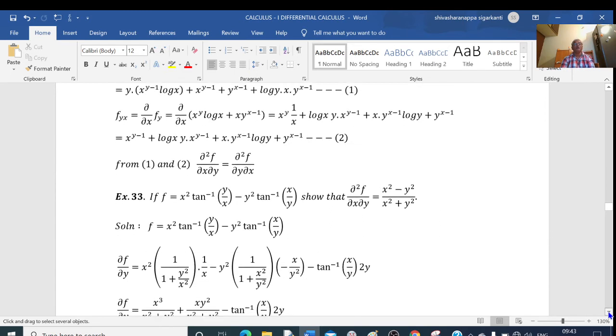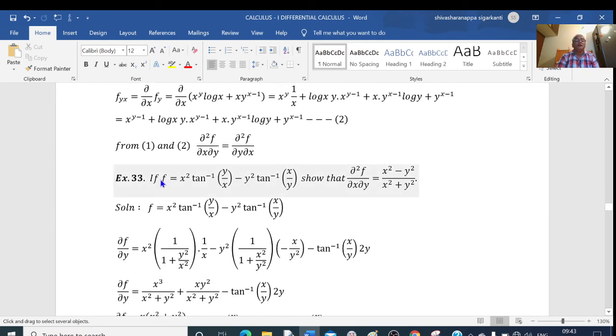Next example. If f equal to x square into tan inverse of y by x minus y square into tan inverse of x by y, show that dou square f by dou x dou y is equal to x square minus y square divided by x square plus y square. So here f equal to x square into tan inverse of y by x minus y square into tan inverse of x by y.